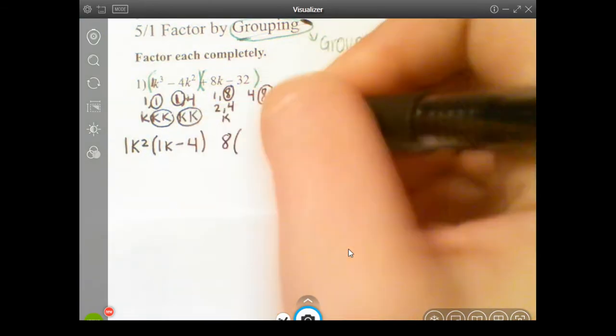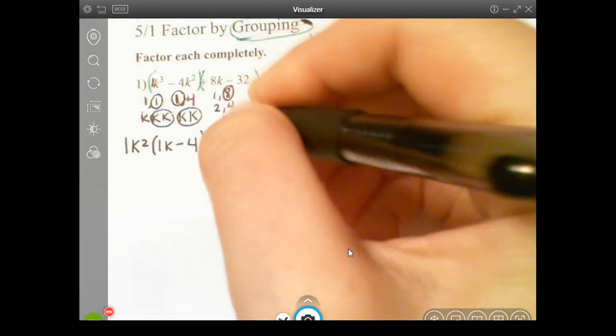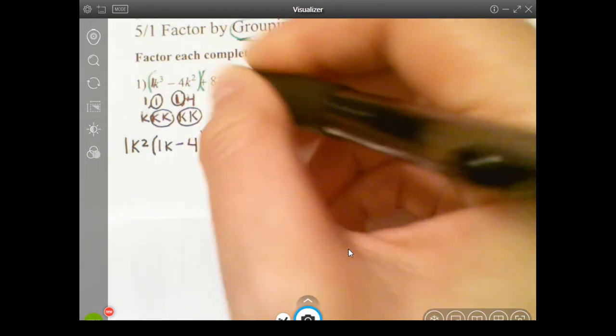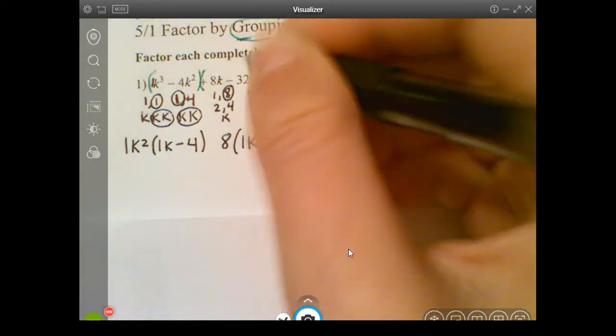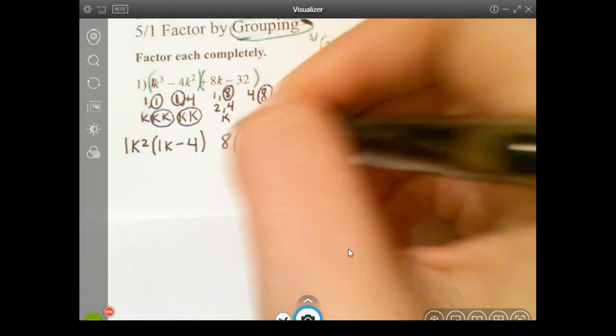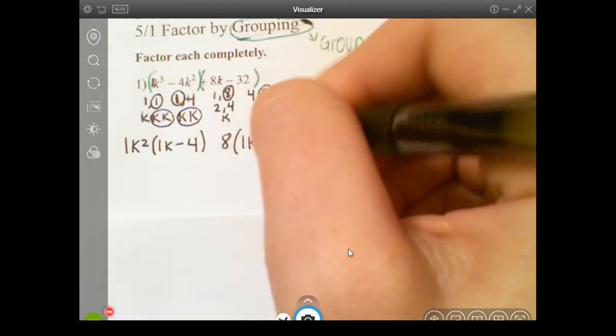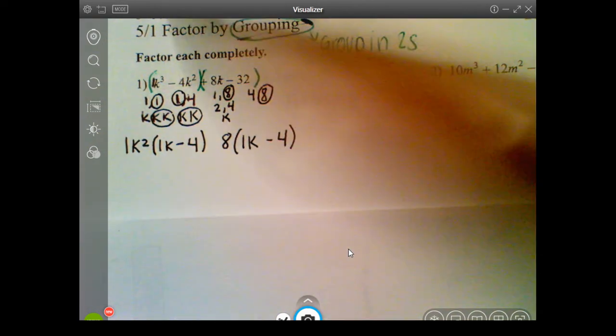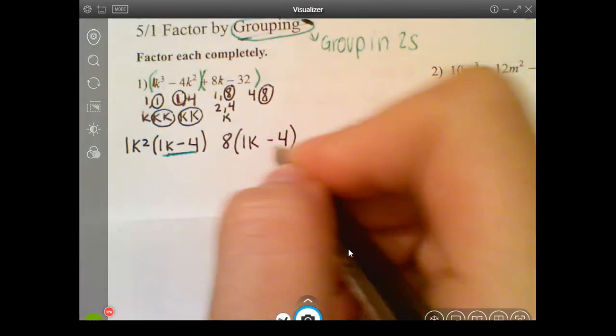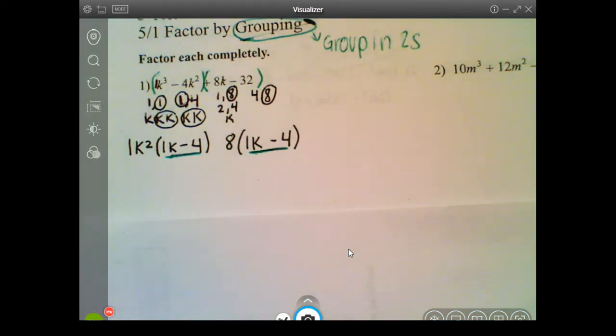And then I'm going to write what's left. Well, 8 divided by 8 is 1. K, I didn't take out a K, so I still have a K. And negative 32 divided by 8 is a negative 4. Okay, now what you should notice right now is that I got what I call the 2-for-1 special. Inside my parentheses is the same thing.